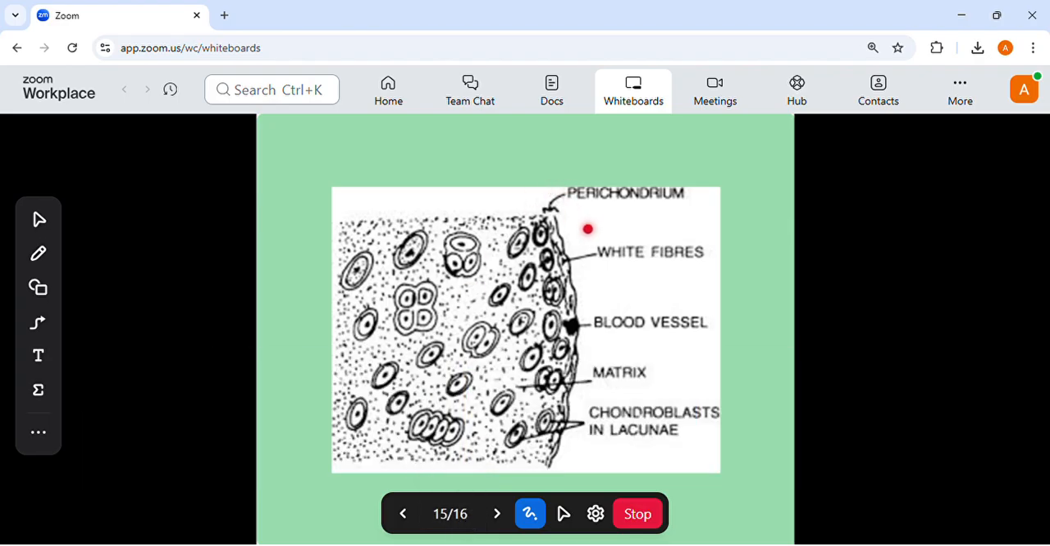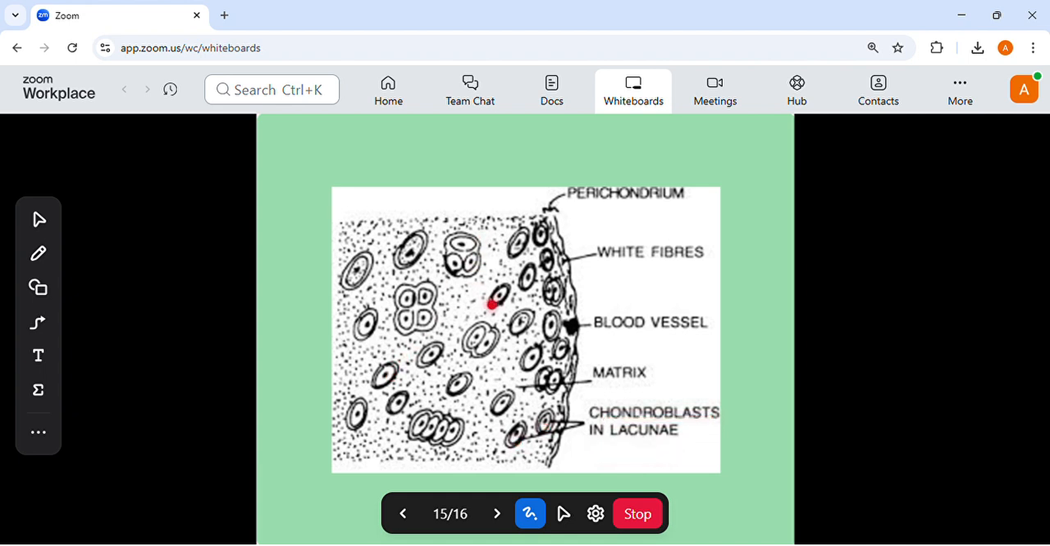So the outermost layer covering of cartilage is known as perichondrium. Clear? Then they have the chondroblast, they are the immature cartilaginous cell. Then we have the blood vessel, this is a matrix which has the lacunae. You see these are the lacunae, which is a fluid filled space in the matrix. In this we can see the chondrocytes. What are chondrocytes? Mature cartilaginous cells. The immature ones we call chondroblast, and inside the lacunae we see chondrocytes.